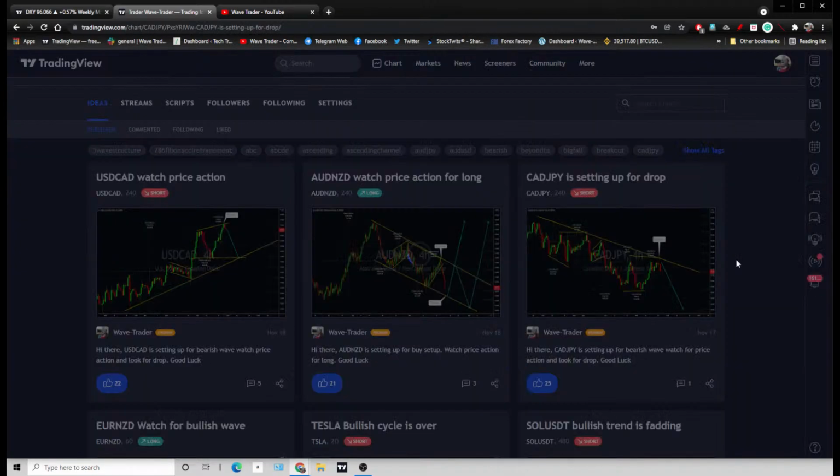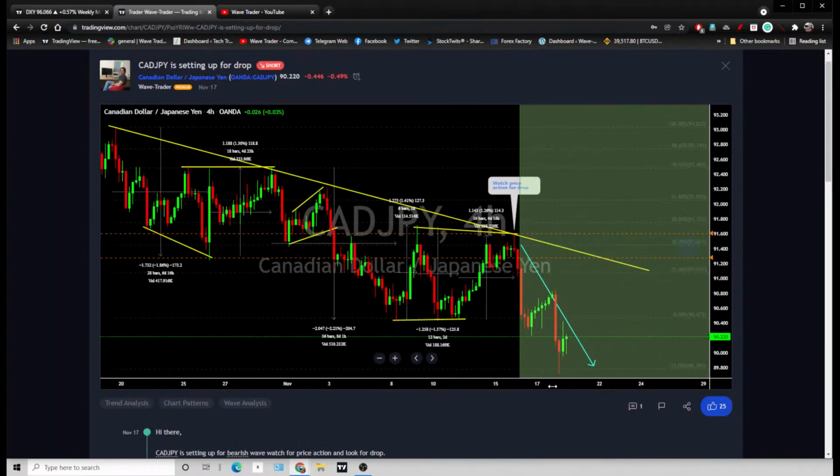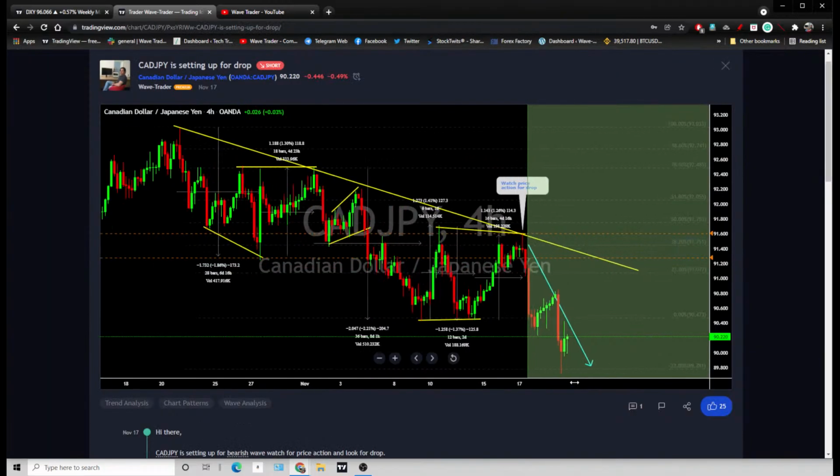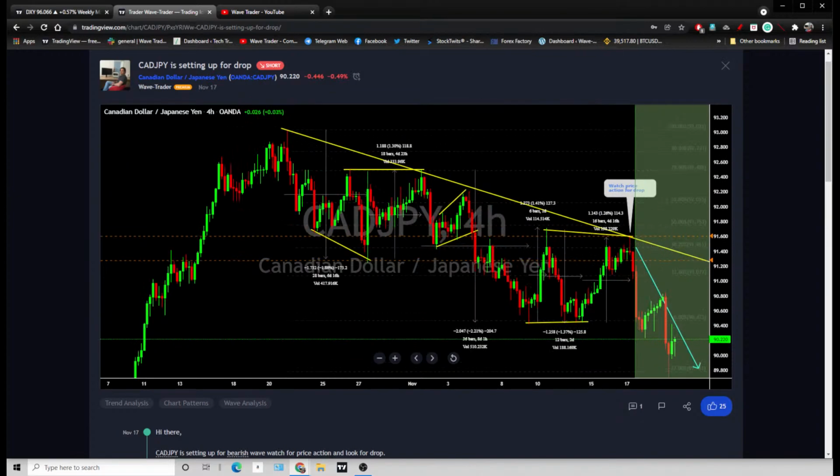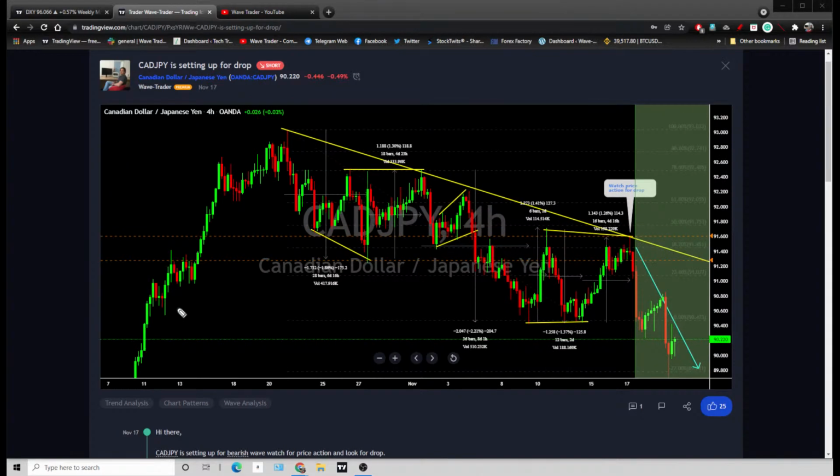CAD/JPY is still a longer-term sell opportunity, longer term to medium term. The short-term opportunity just went up exactly to the target. If you remember, we were expecting this to reverse from there within these areas, and this pattern to appear.